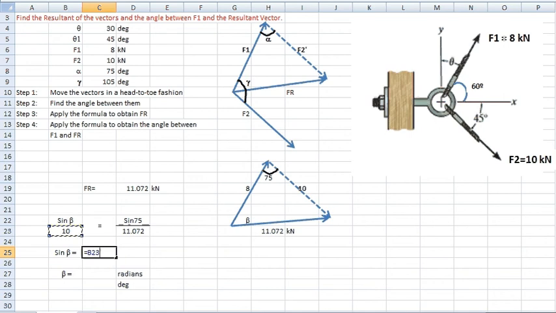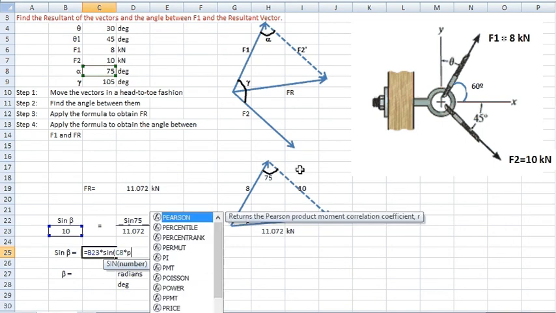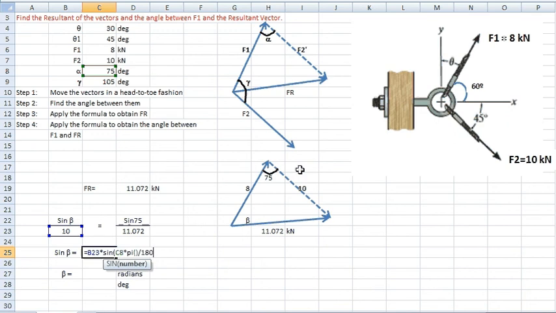sine beta equals 10 times sine of 75, and again 75 needs to be converted to radians, so 75 times pi divided by 180. Okay, so 10 times sine 75, divided by 11.072, that should give us sine beta.